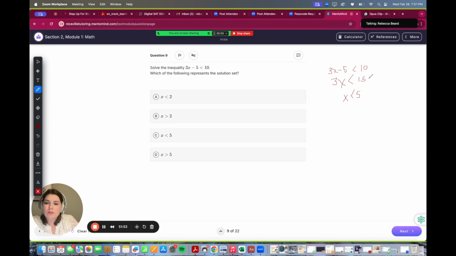Now, if you were dividing by a negative number, what would happen? Good, you flip the sign. And what sometimes trips up students is if you divide by a positive, you don't flip the sign, but if you divide by a negative, you always flip the sign.